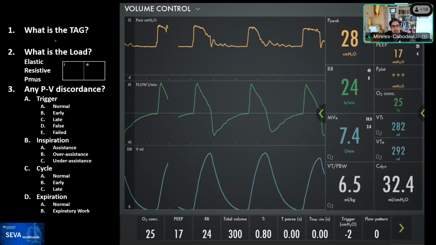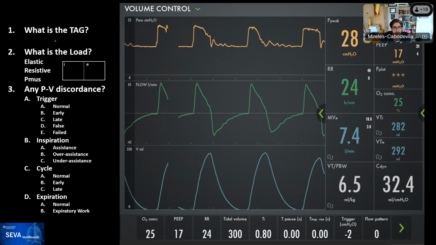So let's start with what's the tag. And for our team online, if you want to write it on your chat, what is the tag? Again, this is a Servo U ventilator from Getinge. Again, we don't endorse anything. It's just so that if you're using the Vent Mode Map app, you can find it. But we put everything here. So if you want to type it in your chat, have no fear. There we go. The team starts pouring in.